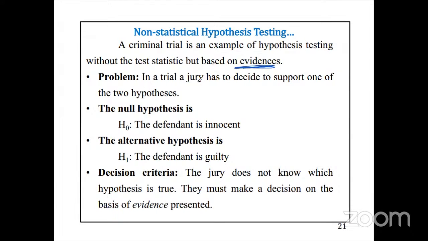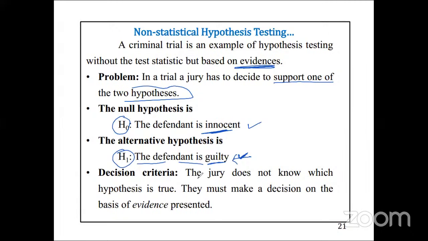So what is the problem actually? In a trial, the jury has to decide to support one of two hypotheses. What are the hypotheses? We want to establish that the defendant is guilty, but that is not included in the null hypothesis. It must be included in the alternative hypothesis. So your null hypothesis in the court example will be that the defendant is innocent, not guilty, while the alternative hypothesis is that the defendant is guilty. And you want to establish this particular situation, that means you want to establish the alternative hypothesis.